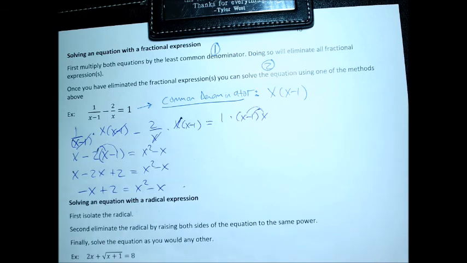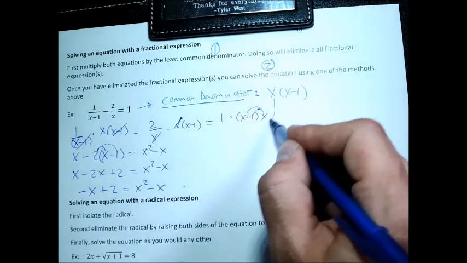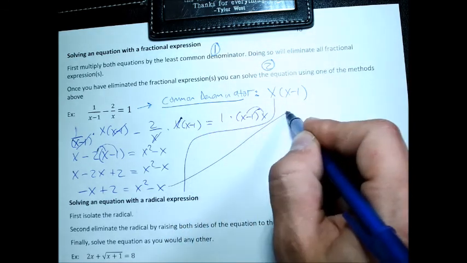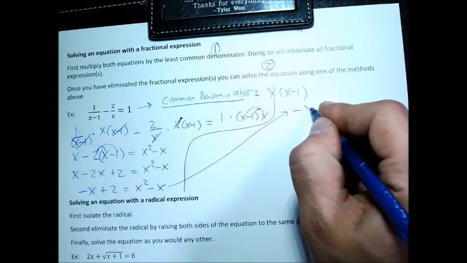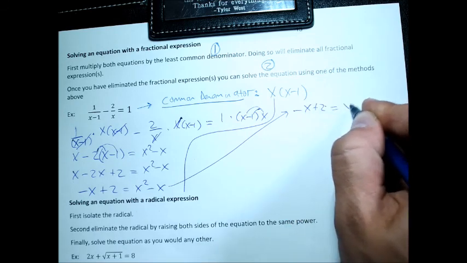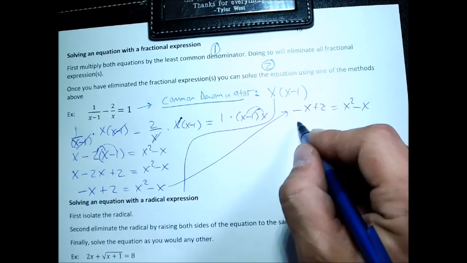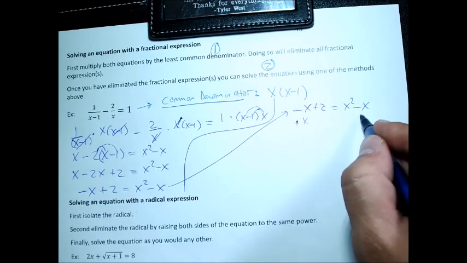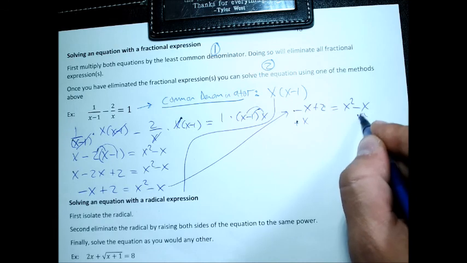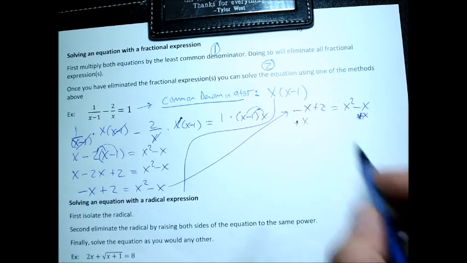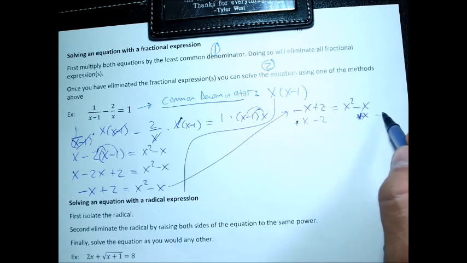So let me just rewrite this first, actually. We'll get minus x plus 2 equals x squared minus x. So we're trying to get everything over to one side. I'm going to move everything over to the right side, just because that's what appeals to me. You can do either way, right? So I'm going to add the x over to both sides, plus x. And then I'm going to subtract the 2 from both sides.